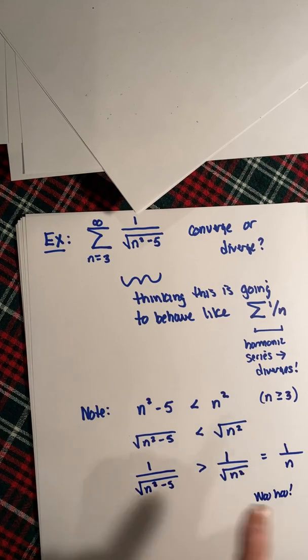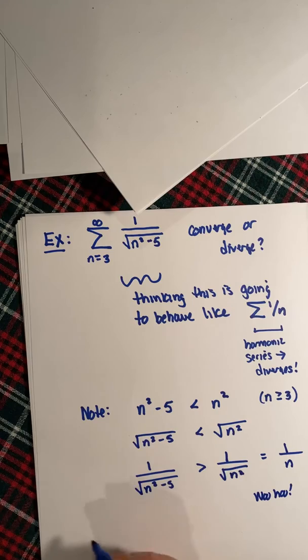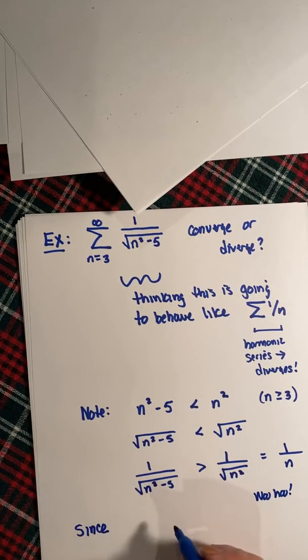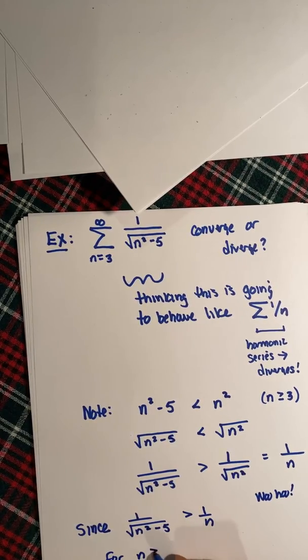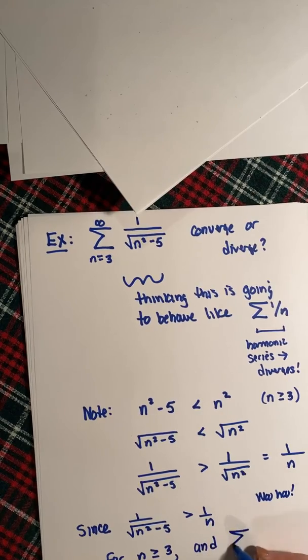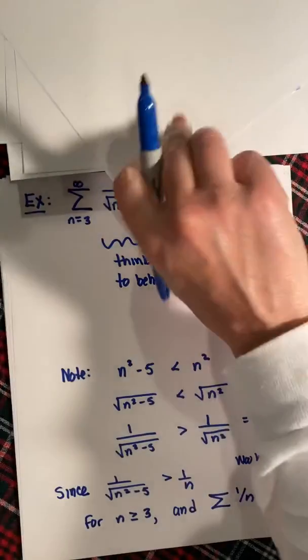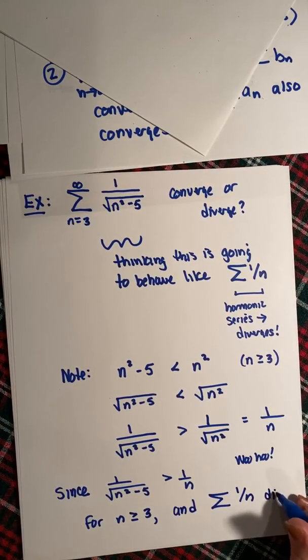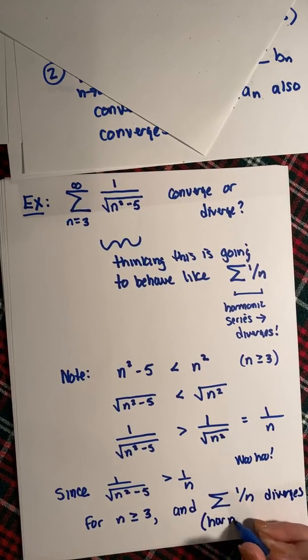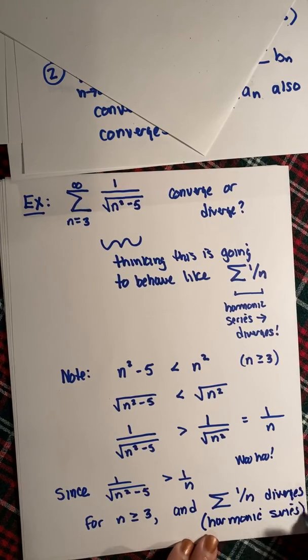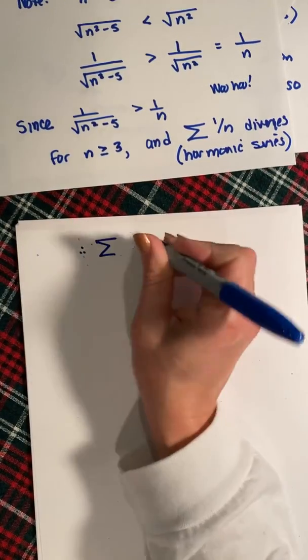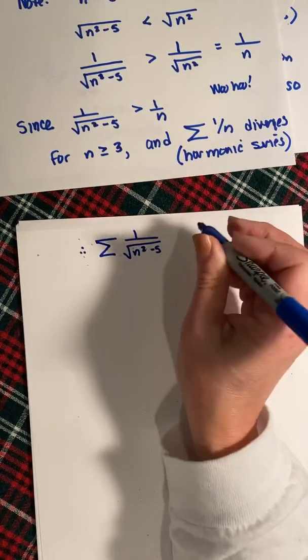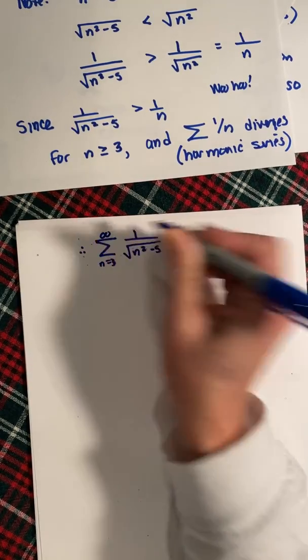Which we like, because when the terms of a series are greater than the terms of a divergent series, then we know that this must diverge. So, since 1 over the square root of n squared minus 5 is greater than 1 over n for n greater than or equal to 3, and you can always assume, we don't have to reinvent the wheel here, the harmonic series always diverges. Therefore, 1 over the square root of n squared minus 5 also diverges.